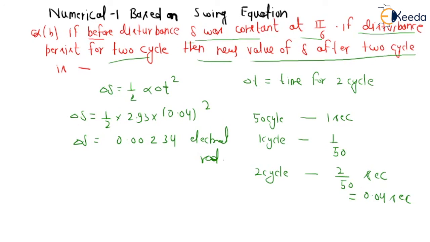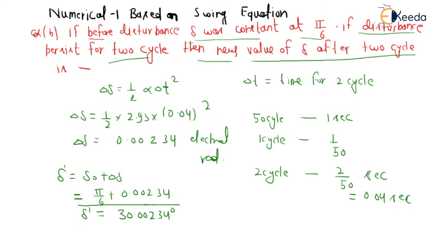So delta final will be equal to delta initial, delta naught, plus delta. In terms of radian, pi by 6 plus 0.00234. And if we are calculating in terms of degree, then delta dash will be equal to 30.00234 degree. So here it is all about this numerical. Thank you.